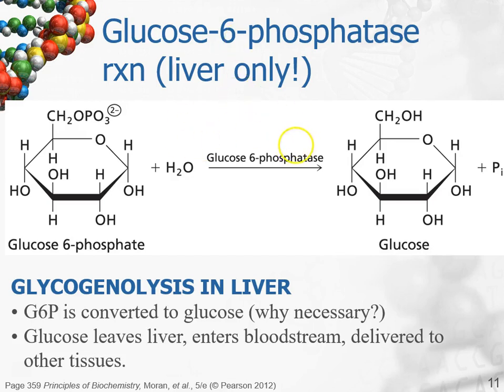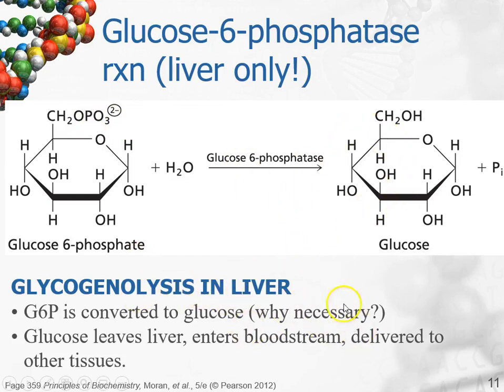Okay, so now what happens? If you're in the liver, you have glucose 6-phosphatase. So you might remember seeing glucose 6-phosphatase before. This is an enzyme that's part of gluconeogenesis. And the liver carries out gluconeogenesis as well. So this is a hydrolysis. We remove the phosphate and now we have plain glucose.